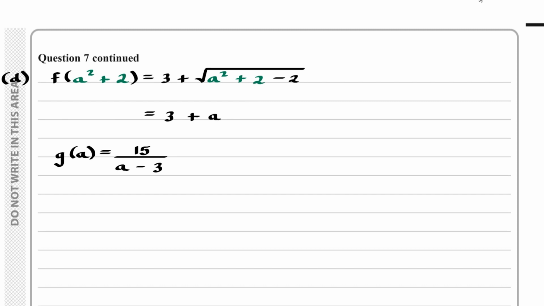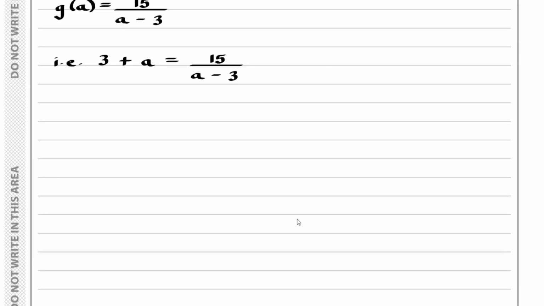So now, if we set f of (a squared plus 2) equal to g of a, we would have 3 plus a equals 15 over (a subtract 3). So now let's solve this equation. Multiplying both sides by (a subtract 3), we would have (3 plus a) multiplied by (a subtract 3) equal to 15. Here we have a difference of 2 squares, so we have a squared subtract 9 equals 15.